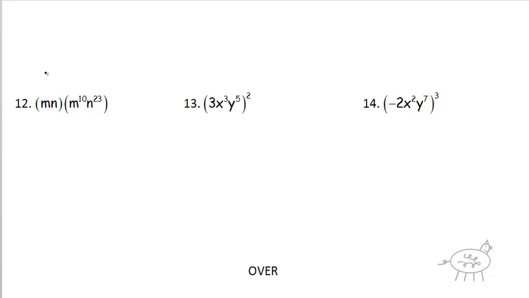A couple more here. So put a 1 here and a 1 here. So m to the 1 plus 10, m to the 11th, n to the 24th.